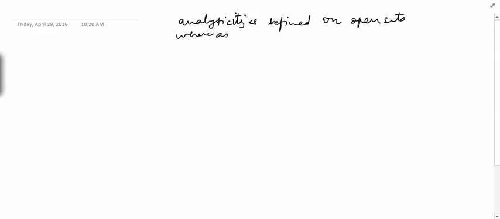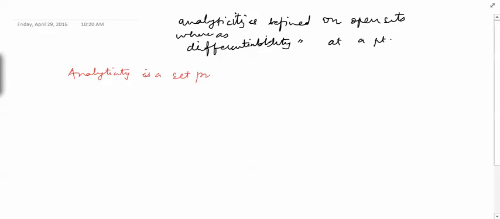Now you have to note that analyticity is defined for sets, defined on open sets, whereas differentiability is defined at a point. It means that analyticity is a set property, so basically you have to define it for a set, and differentiability is a point property. You can define it at a point.